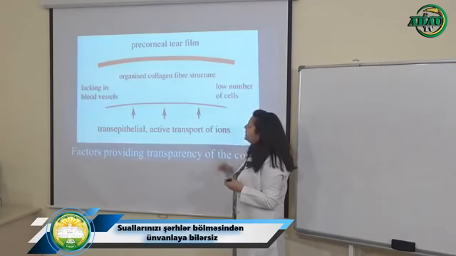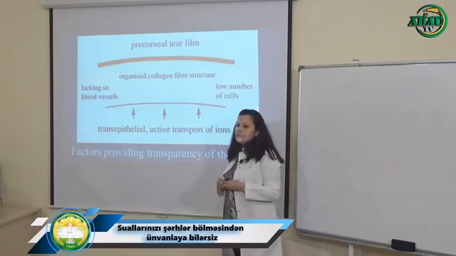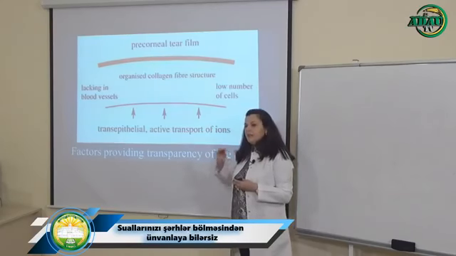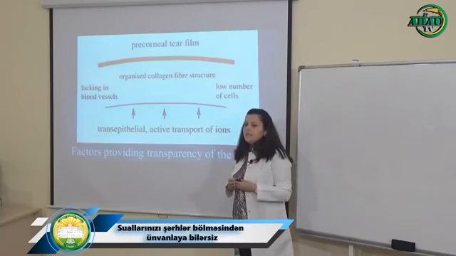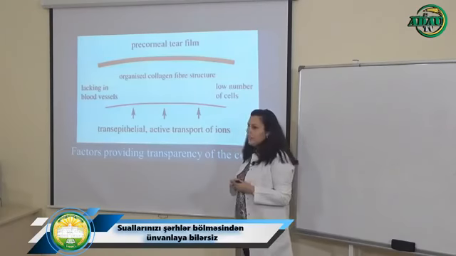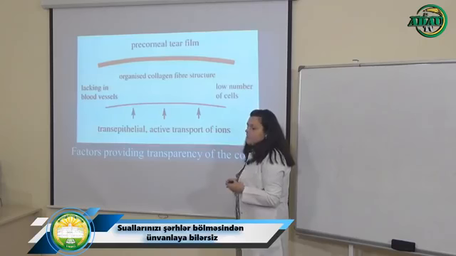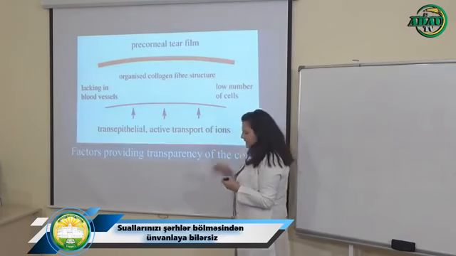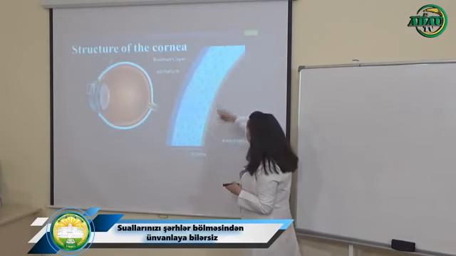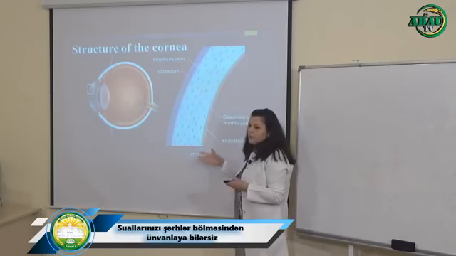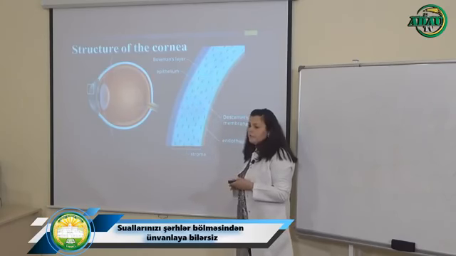Besides, the cornea from the outside is covered by the tear film, a very thin membrane, which covers the cornea from the outside, protects it and always keeps the cornea moist, and of course provides transparency. And the last factor which provides transparency is the ability of the endothelium, this inner layer, to diffuse the water and special ions which give this transparency to the cornea.